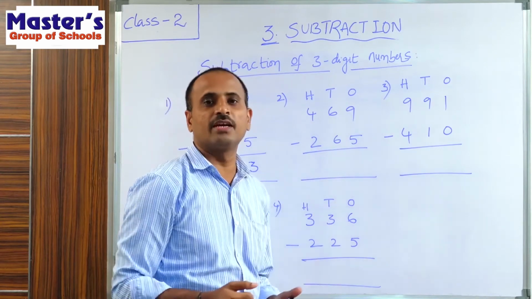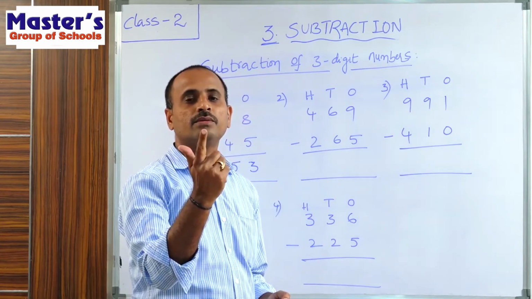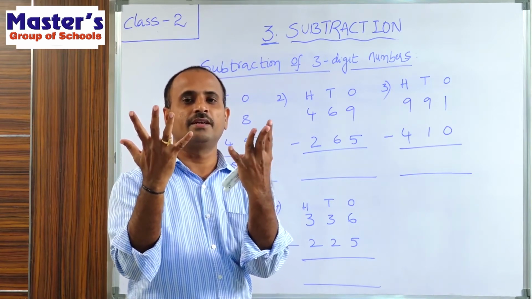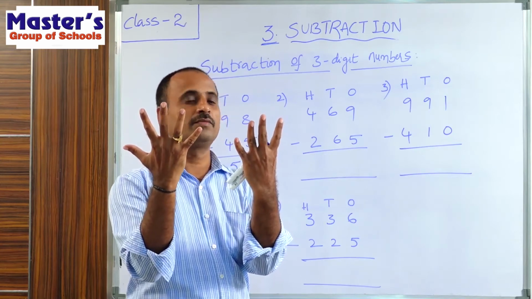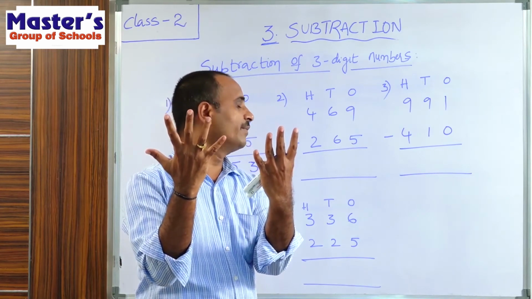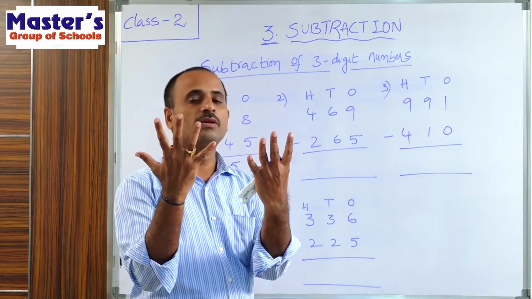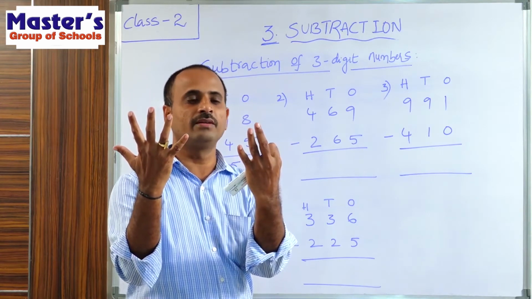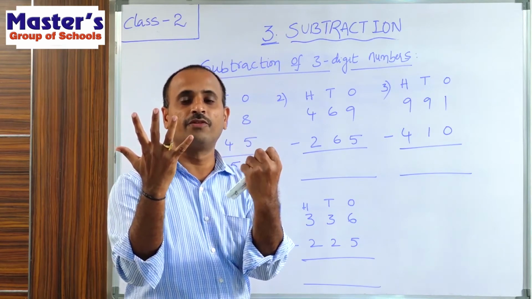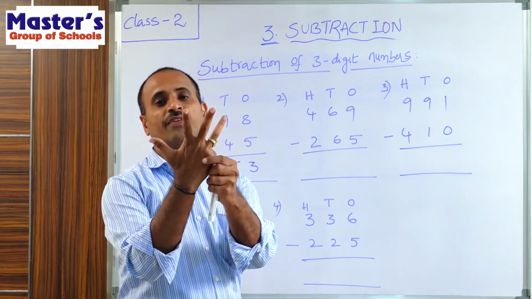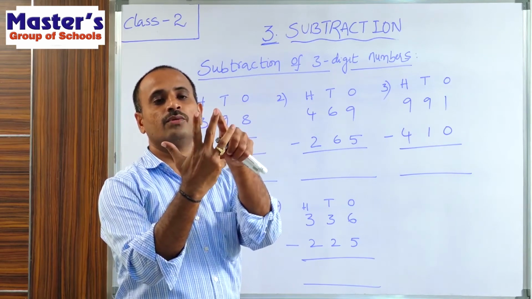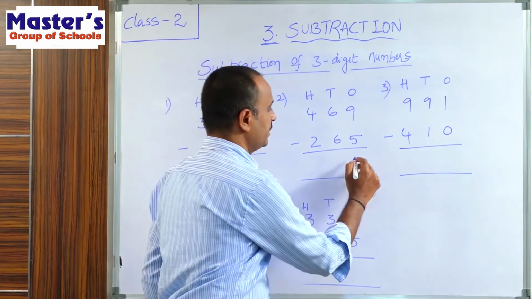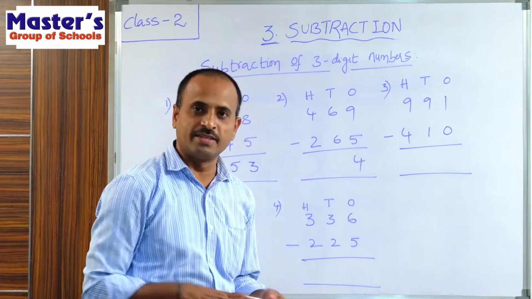So open 9 fingers of your hand. 1, 2, 3, 4, 5, 6, 7, 8, 9. So these are the 9 fingers. What is the second digit in the ones place? 5 is the second digit in the ones place. Close 5 fingers in these 9 fingers. 1, 2, 3, 4, 5. So children, how many fingers are left? 1, 2, 3, 4 fingers are left. So write 4 under ones place. So ones place is completed.